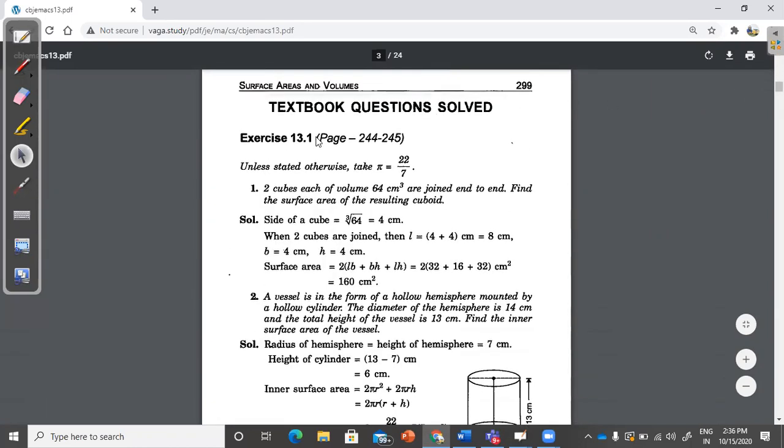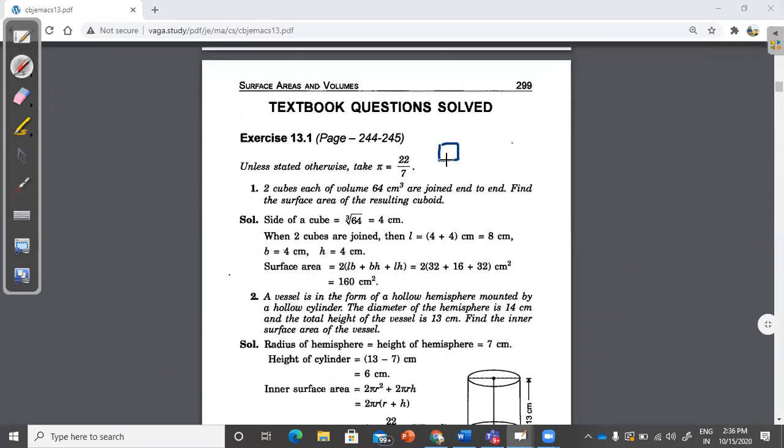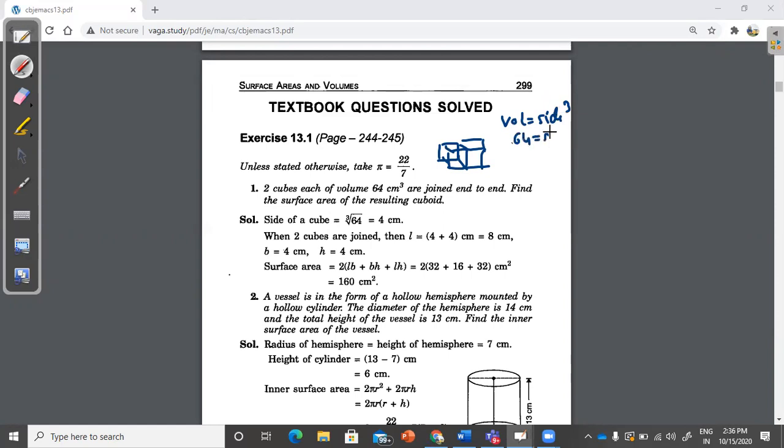So there we come to the first exercise 13.1. You can see on your screen, two cubes are joined end to end, and the volume of one cube is 64. Find the surface area of the resulting cuboid. So what is happening is you have a cube and you are joining another cube with that, and we have to find the resulting cuboid. Volume of one cube is given, 64. Side can be found because volume of a cube is side cube. So 64 is side cube.